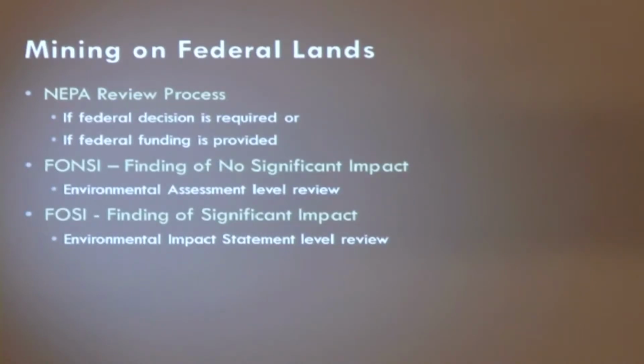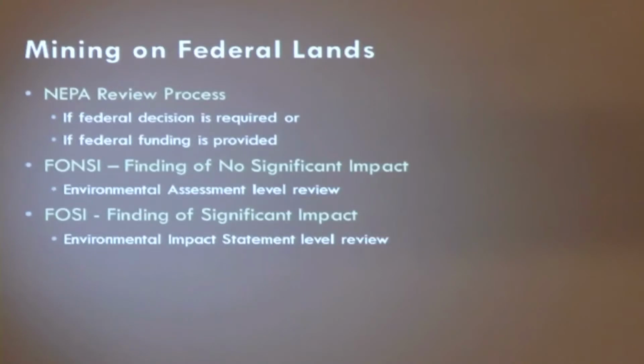And the first thing that needs to be understood is whether or not you will get a finding of no significant impact. A lot of times you do. Why do you get that? Well, because of the best professional judgment of the professionals that manage the forest, the impact is not significant. So what will you do then? Probably an environmental assessment level of review.